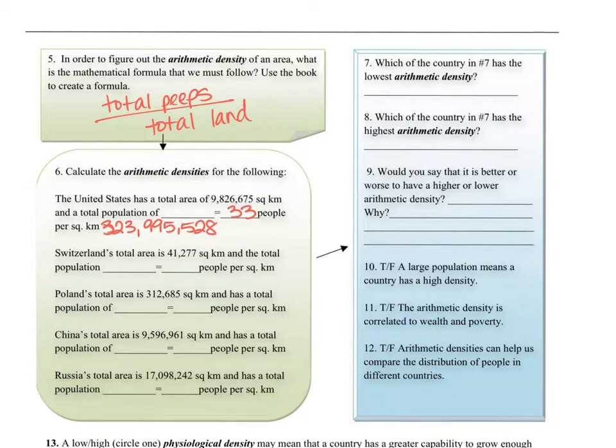Okay, so now you go and figure the rest. I'm going to write up the population numbers for you, but then you go ahead and start figuring out the rest, and then you're going to answer 7 through 12 with your group. Okay?